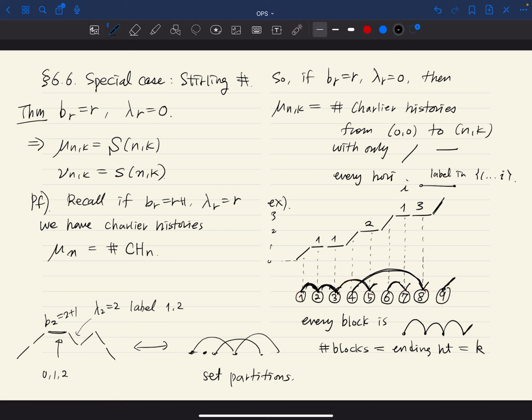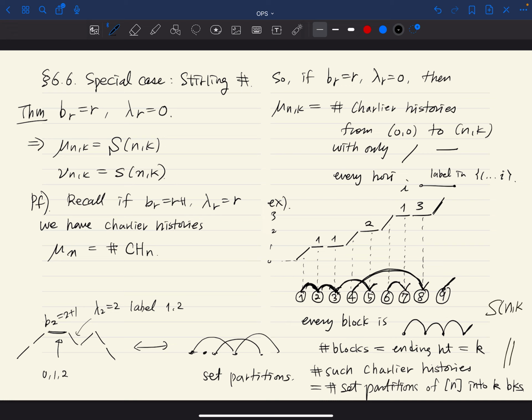So the number of such Charlier histories equals the number of set partitions of n into k blocks. This is exactly S(n,k) by definition. So that proves the first statement. What about the second?